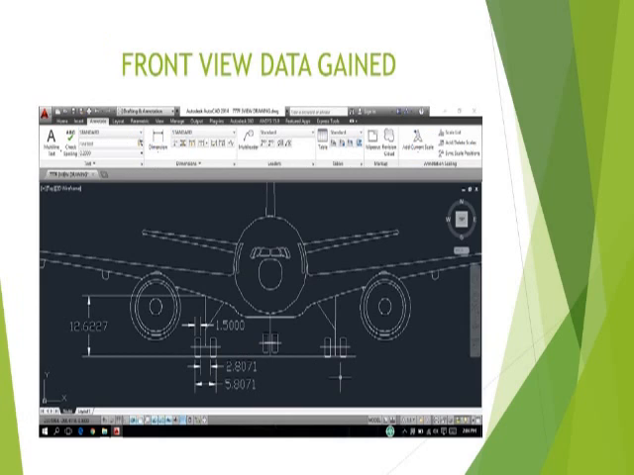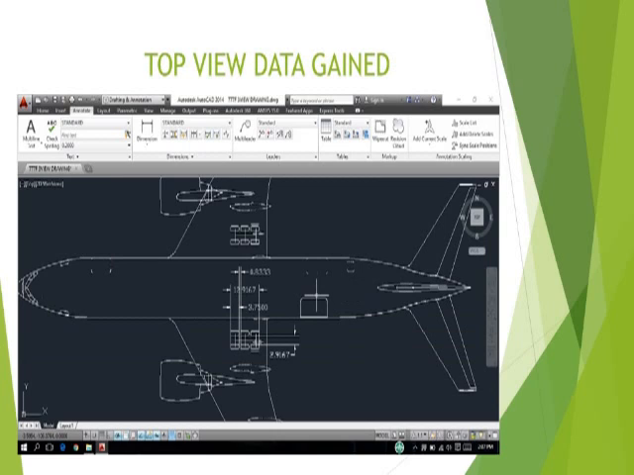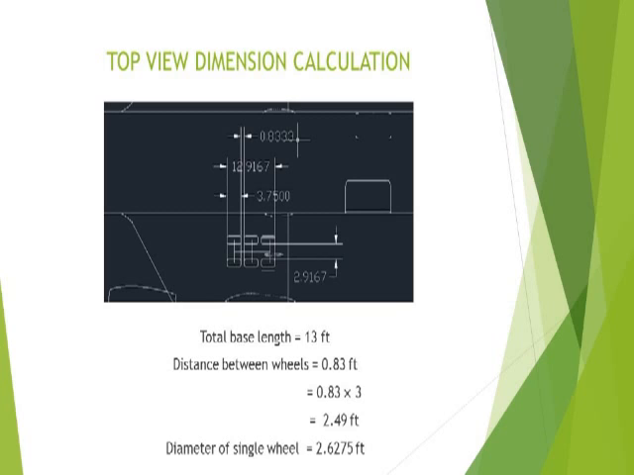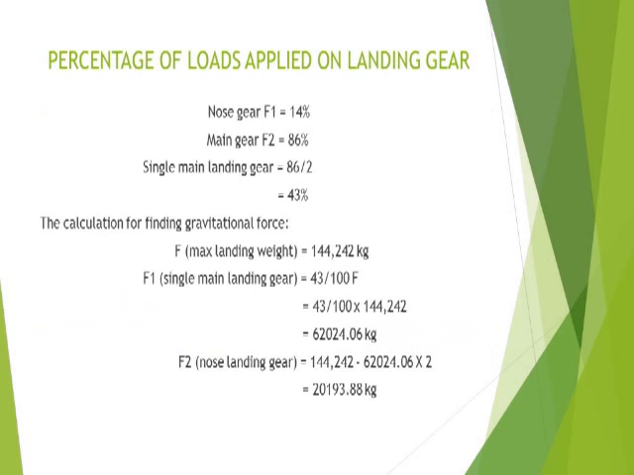These are the three views of the Boeing 777F type aircraft. From the drafting method, we can find the dimensions of the aircraft. This is the front view data gained from the 3D diagram. From this gained data, we can find the height and length of the landing gear. From this diagram, we calculate the total length of the landing gear. The distance between the two wheels is 2.8 feet and the width of the tire is 1.5 feet. For the two tires, the gap between is 3 feet.